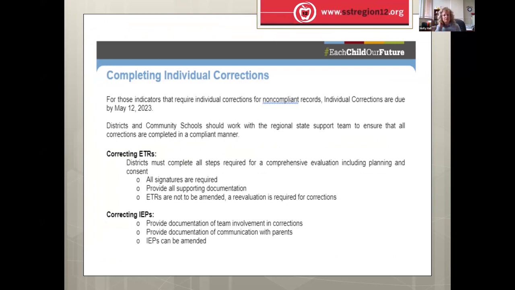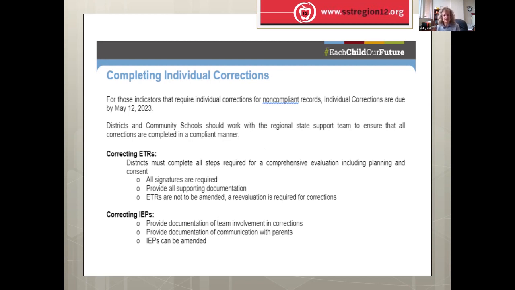This is just more about individual corrections. And this is the part where it will be your special education consultants, Tiffany, myself, or Lydia, who would be doing this part where we are going to be looking at those individual corrections prior to you submitting those. So you can see districts and community schools should work with their regional state support team to ensure that corrections are completed in a compliant manner.